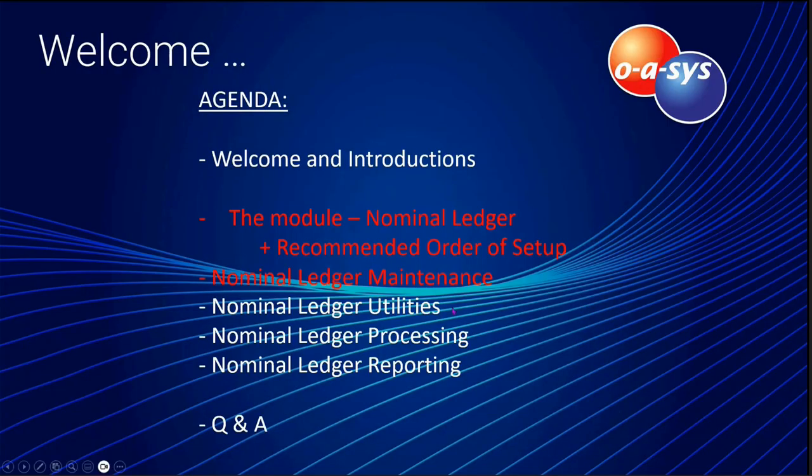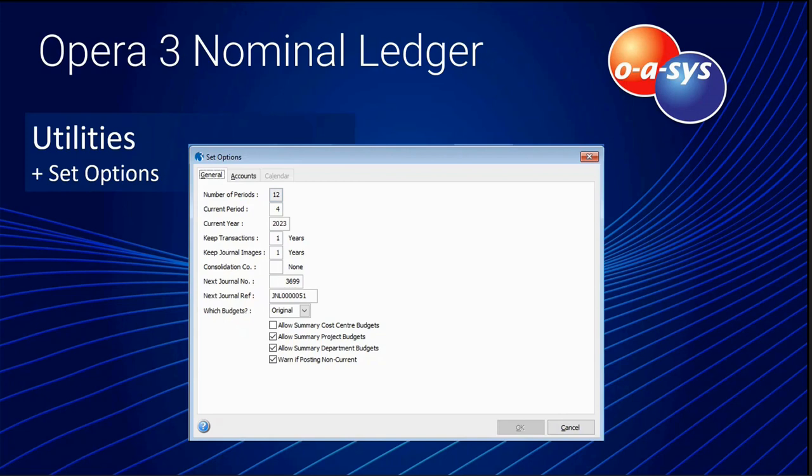So that is the maintenance area. That is exactly what it says, where we maintain our modules and settings within our module so that we can select those areas in other areas within the nominal ledger. I'm going to move on to the utilities, and utilities, as you know, is probably the area where most of you run your system from. So first thing to look at in our utilities is our set options.